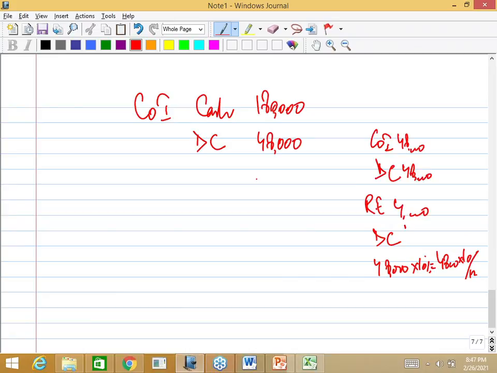Then the NCI at acquisition was given in the question, which will be 55,000. So what will be the total cost of investment? By adding all these figures, it is 283,000.